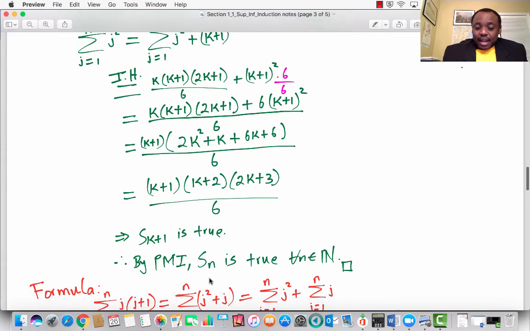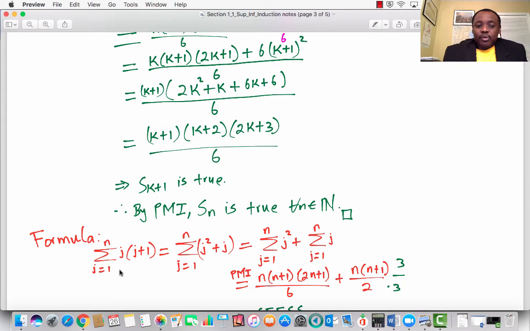Now the last part did ask me to come up with a formula for summation j from 1 to n of j into j plus 1. That wasn't a trick question. It was very direct. You just needed to know some of the properties of the summation sign. So summation j from 1 to n j times j plus 1 is the same as summation j from 1 to n of j squared plus j, and according to the properties of the summation sign, it distributes as summation j from 1 to n of j squared plus summation j from 1 to n of j.